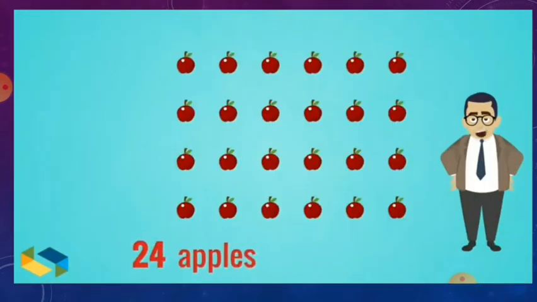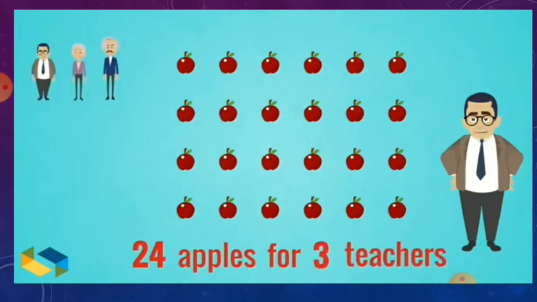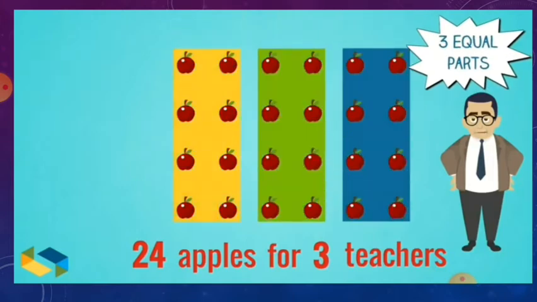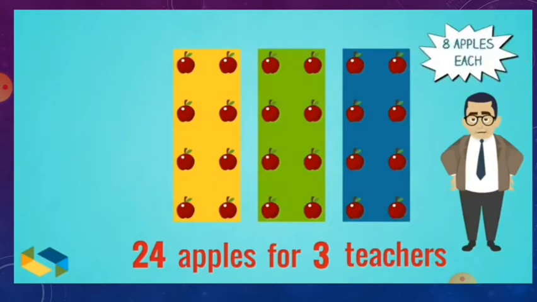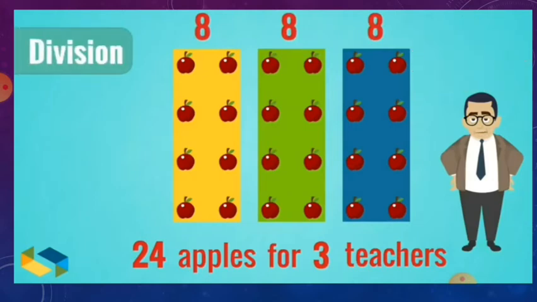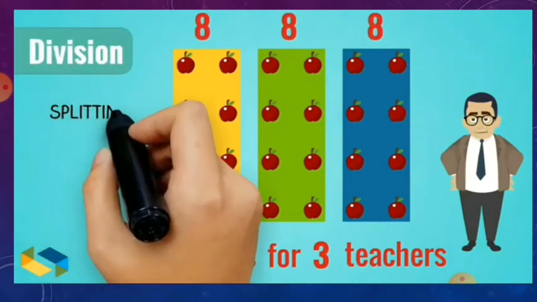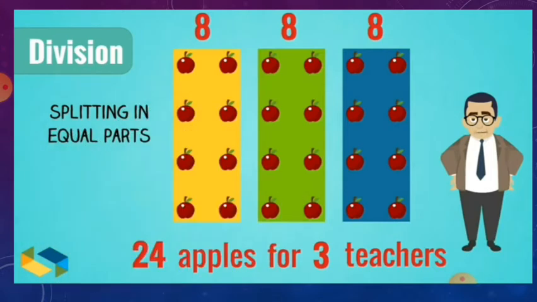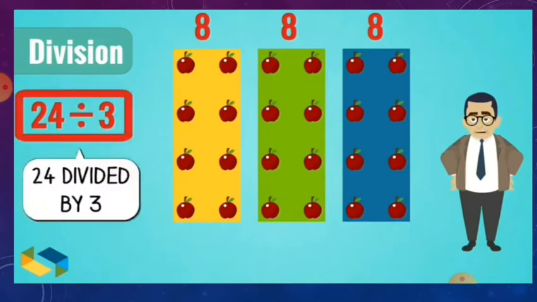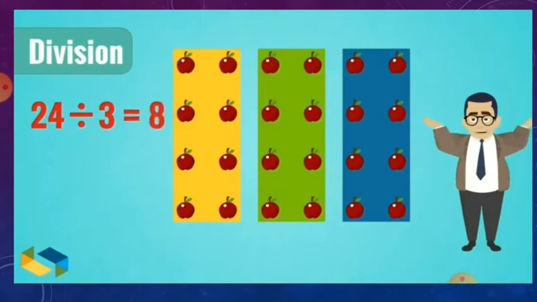You have 24 apples here for 3 teachers. So you have to make 3 equal parts. 1, 2, and 3. So that means 8 apples for each teacher. This is called division, which means splitting in equal parts or groups. In our example, we write the division expression as 24 divided by 3, with the answer being 8.